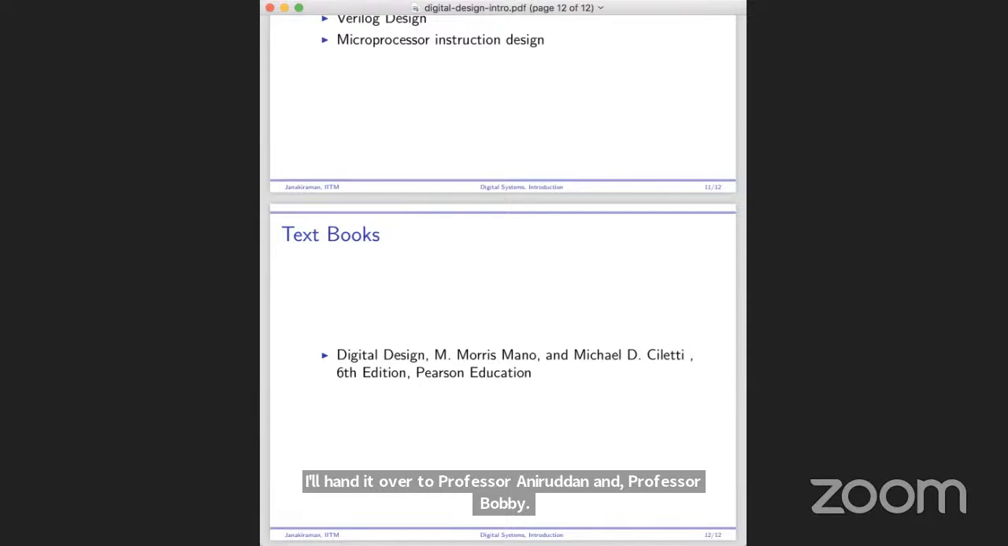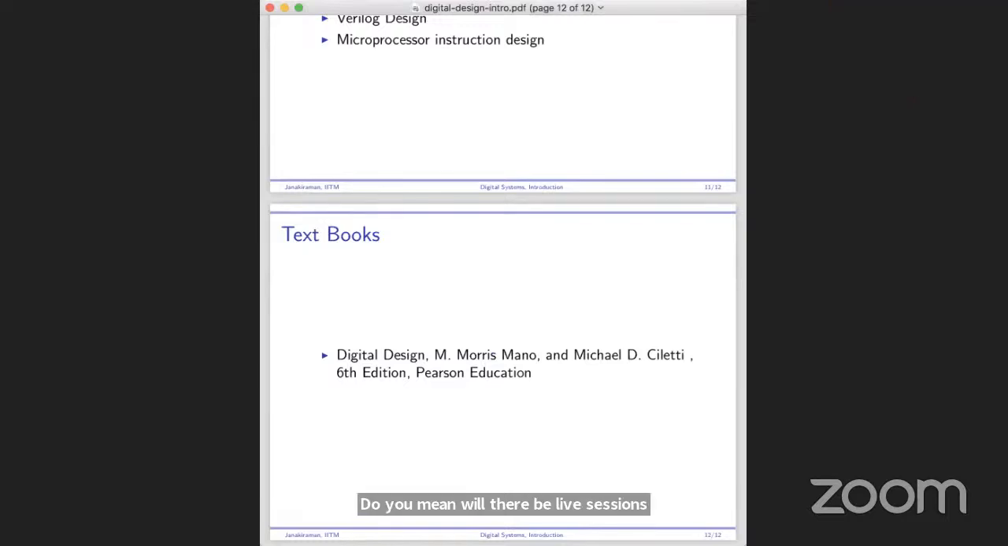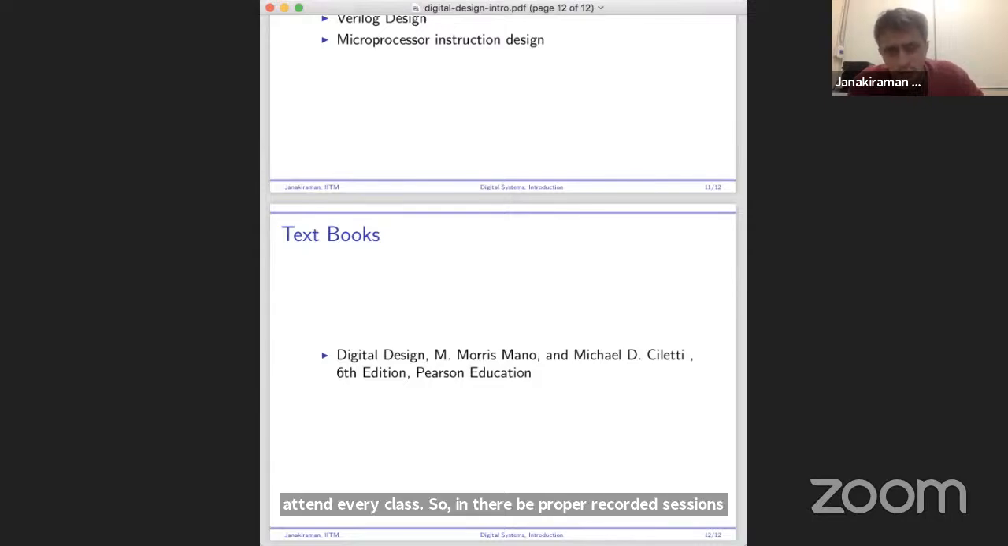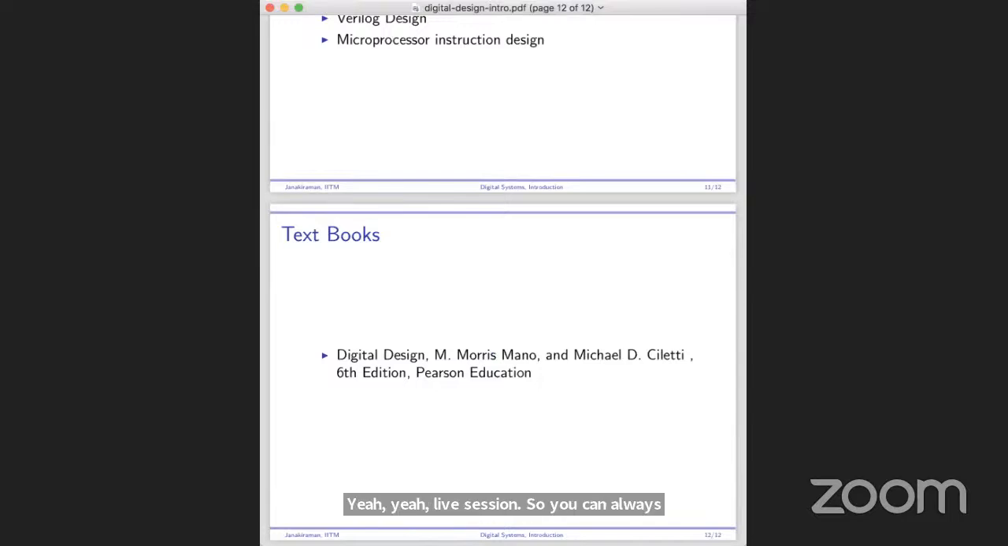Will there be recorded classes after you teach every class? You mean will there be live sessions? No, sir. Sometimes due to college timings, I cannot attend every class. So will there be proper recorded sessions? The live sessions are always shared, no? Girish, can you clarify? Live sessions will be there, and in case you can't attend the live ones, they will be there on YouTube. You can always check that.